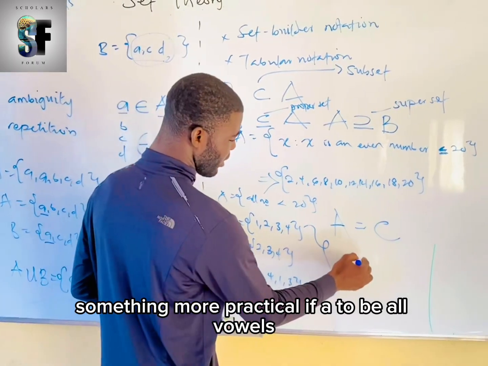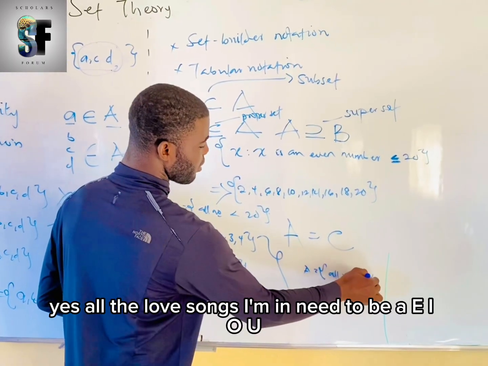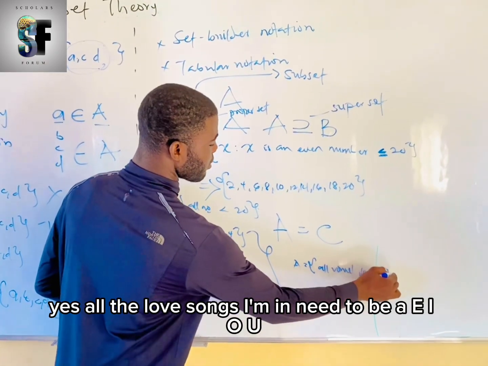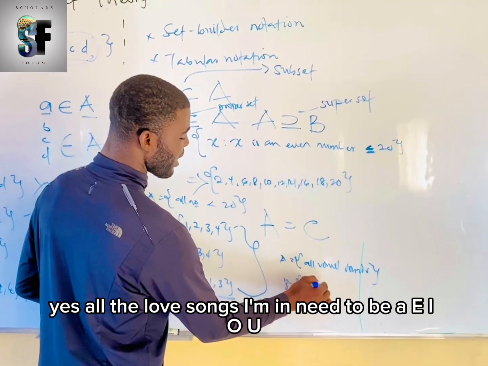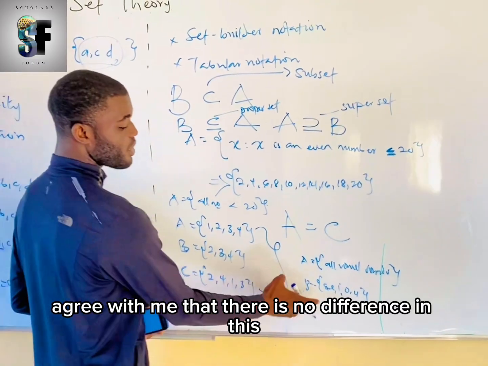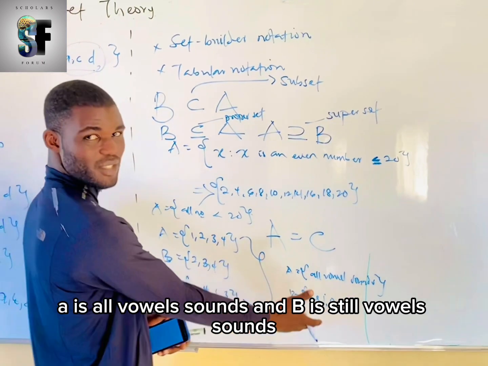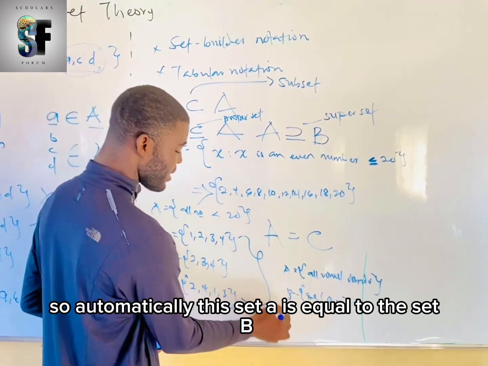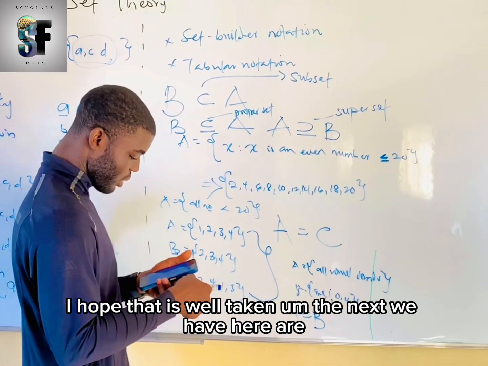If we pick A to be all vowel sounds, and we pick B to be A, E, I, O, U. Now, we all agree that there is no difference in this. A is all vowel sounds, and B is still vowel sounds. So automatically, this set A is equal to the set B. I hope that is well taken.